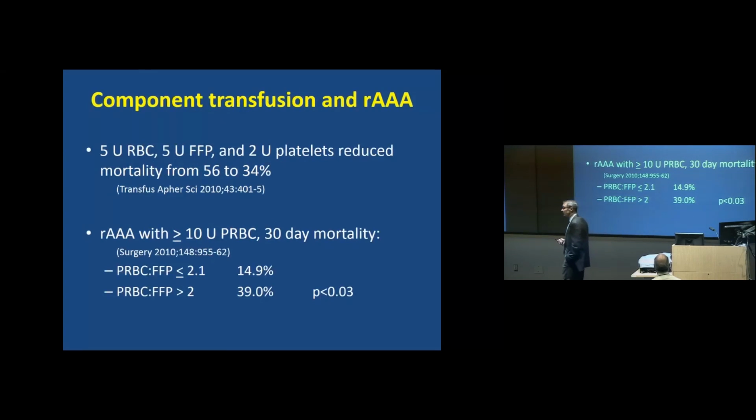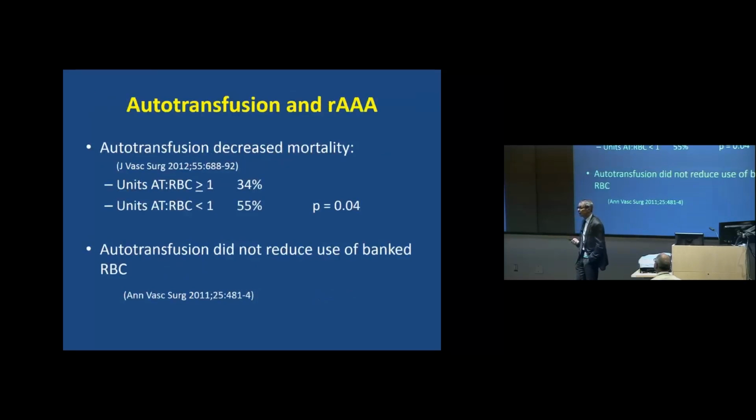How about transfusion management? We are pretty convinced for the trauma patients that using significant clotting factors along with red blood cells decreases the risk of mortality and bad outcomes, and that seems to be the case with ruptured aortic aneurysms also. Mortality seems to be decreased based on a couple trials when you have a high ratio of FFP to red blood cells. Autotransfusion also seems to be helpful.